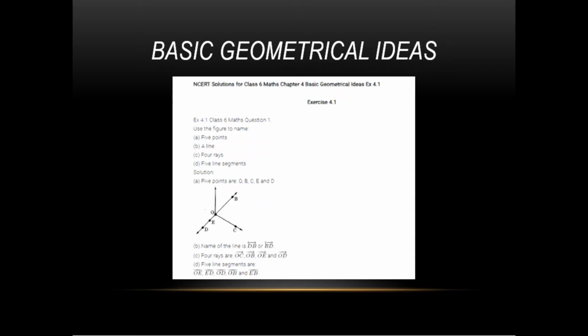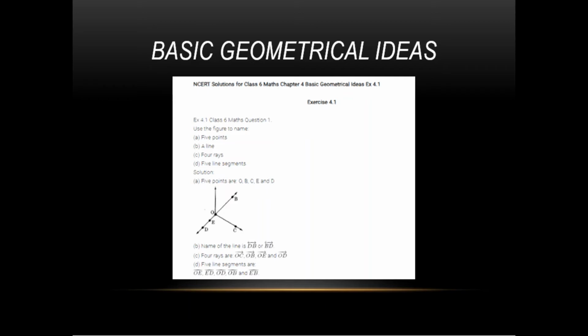Then you have to name the line. Line is DB or BD. We can start from D to B or we can start from B to D, but we have to put a arrow which has been marked on the top of the alphabet. Then third is four rays. Four rays are arrow is marked on one side that you have to write on the alphabet. I'm telling you the rays, that is OC, OB, then OE and OD.